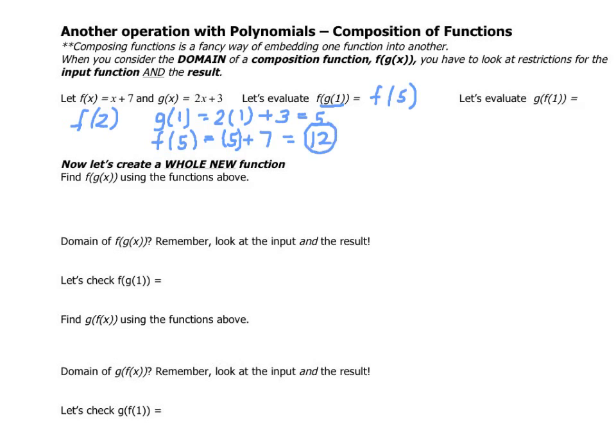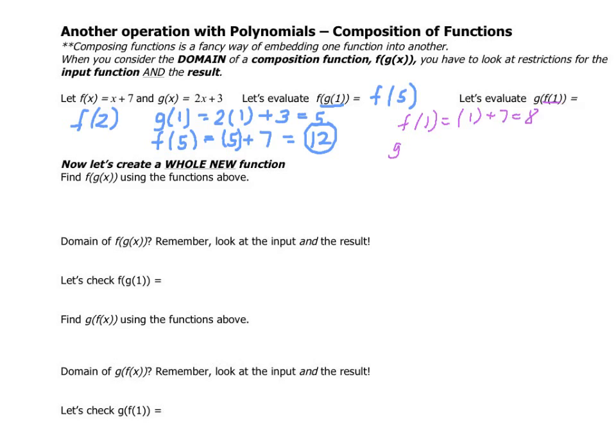Alright, so we can also do g of f of 1. We're going to do the same routine. First, we're going to evaluate f of 1. So f of 1 would be plugging in 1 for every x in f, so it would be 1 plus 7, which is 8. Alright, so there's f of 1.